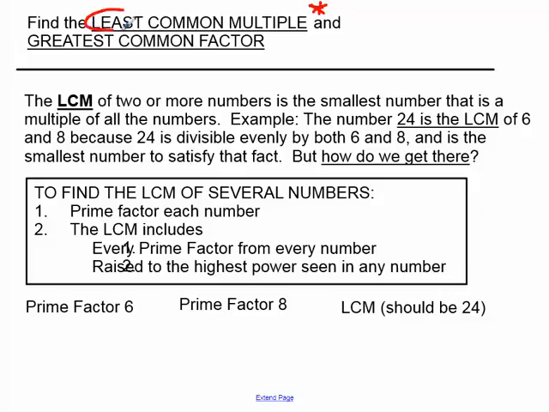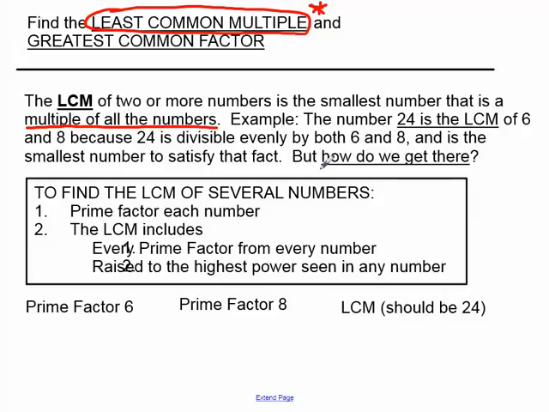If we're talking about the lowest common multiple, we want to know, between two numbers, what's the smallest number that is a multiple of both of those numbers? If we've got three or more, all of the numbers listed. So here's an example. 24 is the lowest common multiple of 6 and 8 because 24 is divisible evenly by both 6 and 8. 6 times 4 is 24, and 8 times 3 is 24.